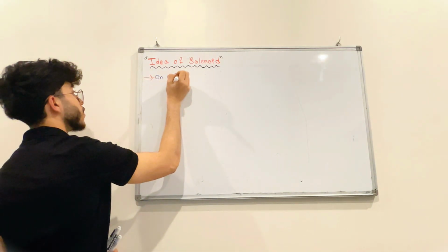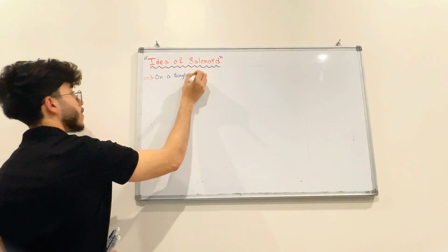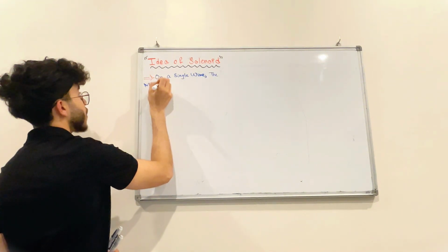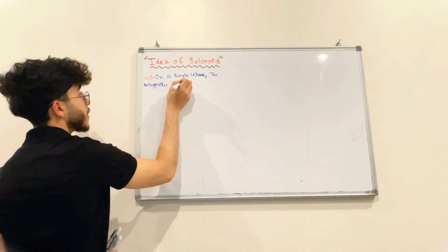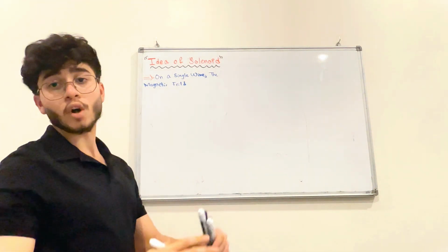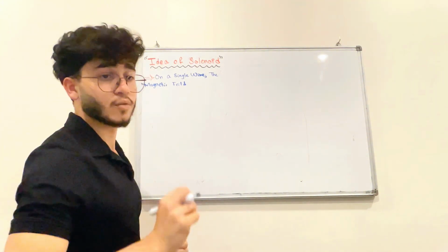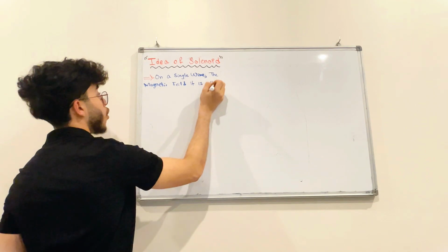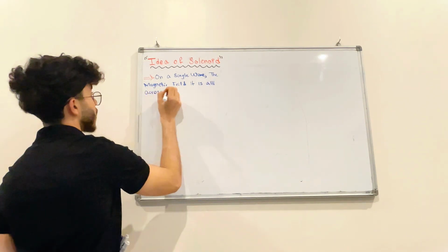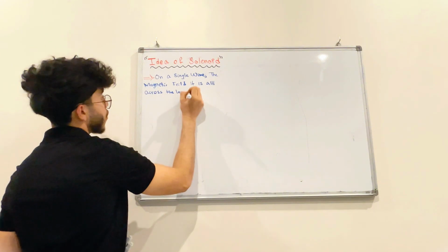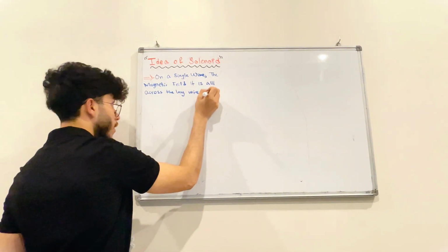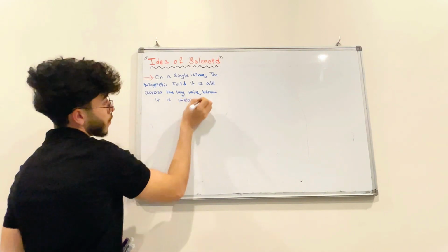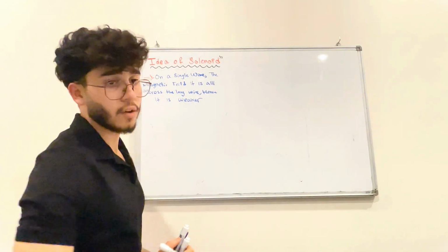On a single wire, the magnetic field is all across the long wire, but it is weaker, because there's too much surface area.